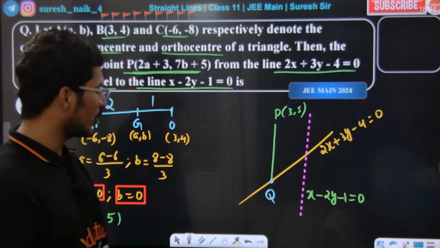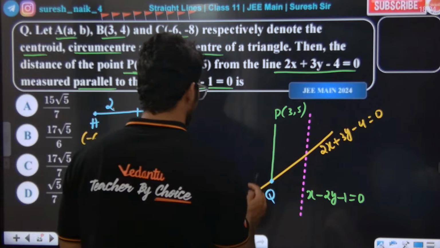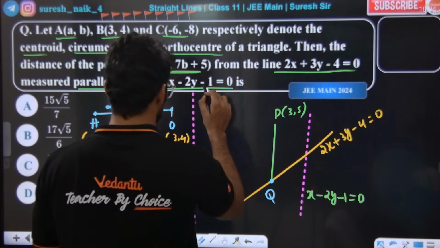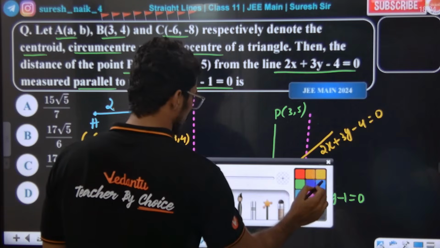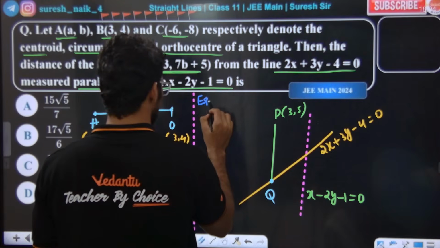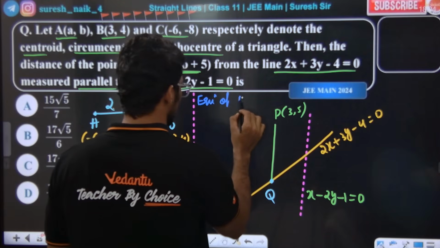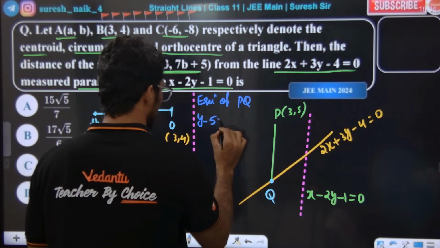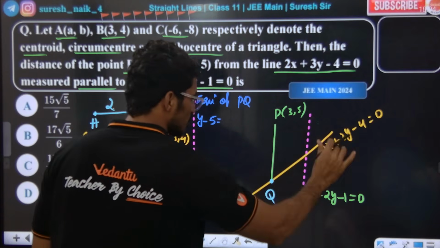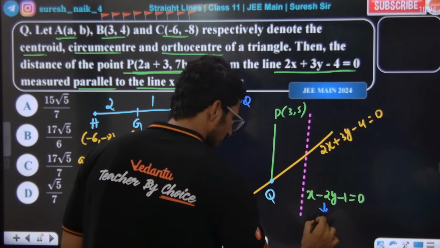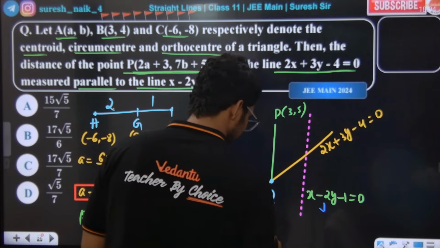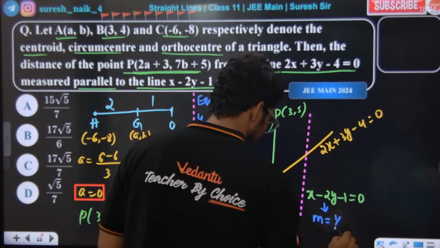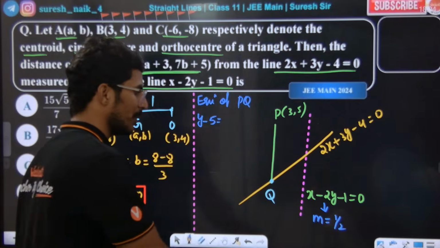Now look at the board. Equation of PQ. Can I write the equation of PQ? Y minus y1 is equal to the slope of this PQ, which is basically the slope of this line. What is the slope of this line? Slope is 1/2, or not? Minus a by b.